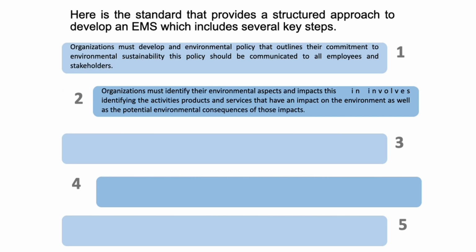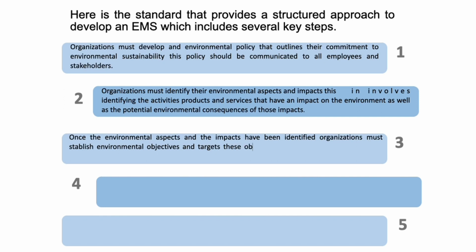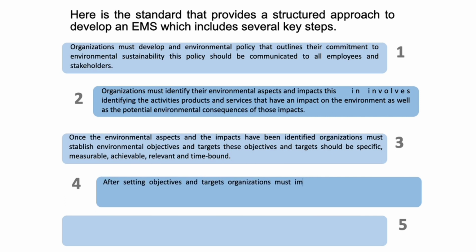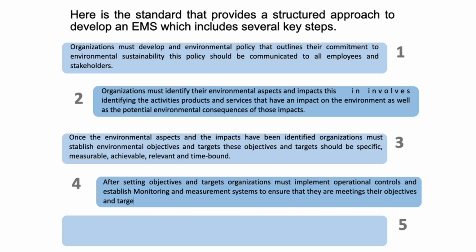Number 3. Once the environmental aspects and impacts have been identified, organizations must establish environmental objectives and targets. These objectives and targets should be specific, measurable, achievable, relevant, and time-bound. Number 4. After setting objectives and targets, organizations must implement operational controls and establish monitoring and measurement systems to ensure that they are meeting their objectives and targets.